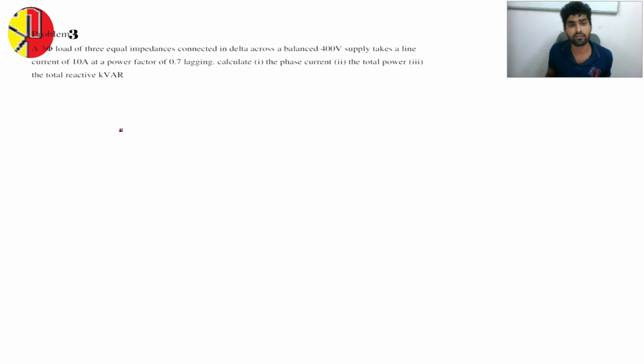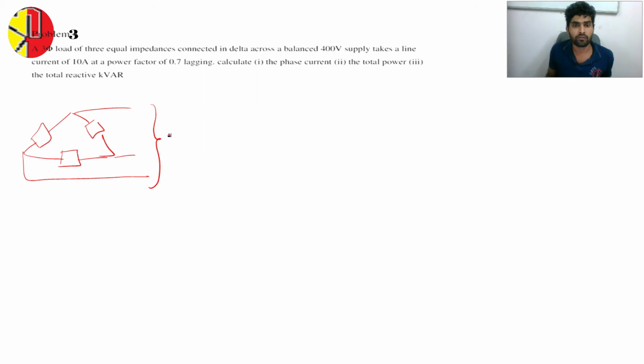Next problem, a three-phase load of 3 equal impedances connected in delta across a balanced 400 volt supply takes a line current of 10 amps at a power factor of 0.7 lag. So it's a delta connected load, right? So 3 equal impedance in the sense are balanced. Okay. So the voltage is given. Supply voltage is 400 volts. 10 amps is the line current given, and power factor is 0.7. What we need to calculate now? So we need to calculate phase current.